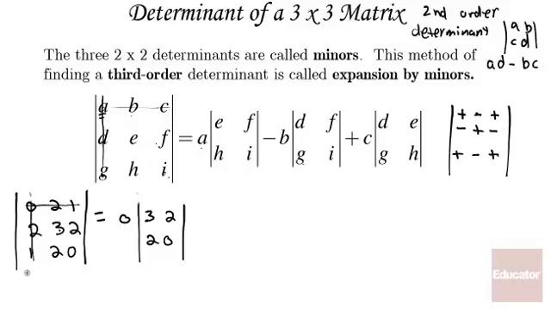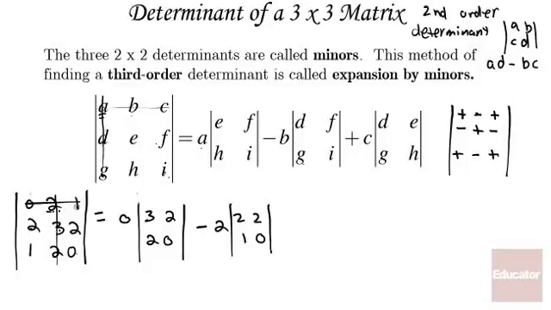Next, I'm rewriting this, erasing so I can cross out again: 0, 2, 1. The second section right here is going to be associated with this 2, and it's going to be negative. So negative 2 times this second order determinant. 2 is in the first row, second column. Cross that out. That's going to leave me with 2, 2, 1, 0.